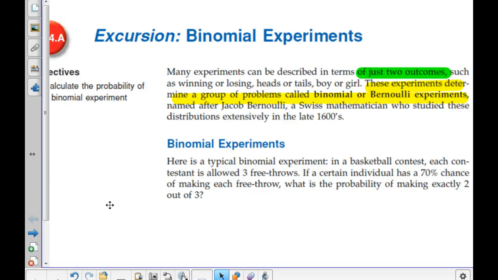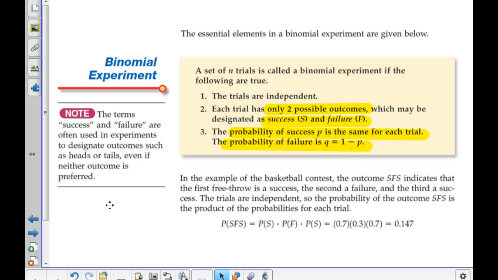All right, one more time, I forgot to record that. A lot of things in probability have two possibilities: win or lose, heads or tails, boy or girl, etc. You can read this slide, but we're moving on because we already talked about this.